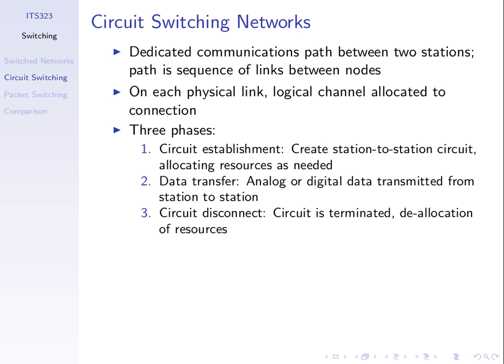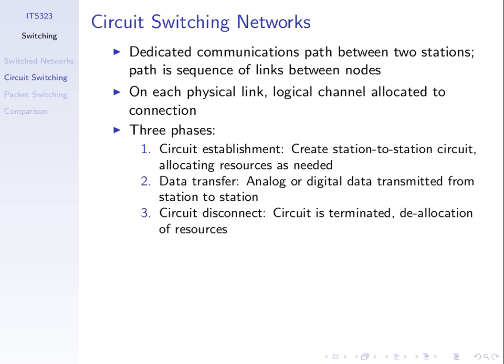Let's assume it chooses this path. It sends the request to 7. 7 does the same. Do I have enough resources to support a phone call or a data connection from A to F which requires this amount of resources? If yes, it sends on to 6, and if that's okay, sends on to F, and if F accepts that connection, it will send back a response. I will not draw it just yet.